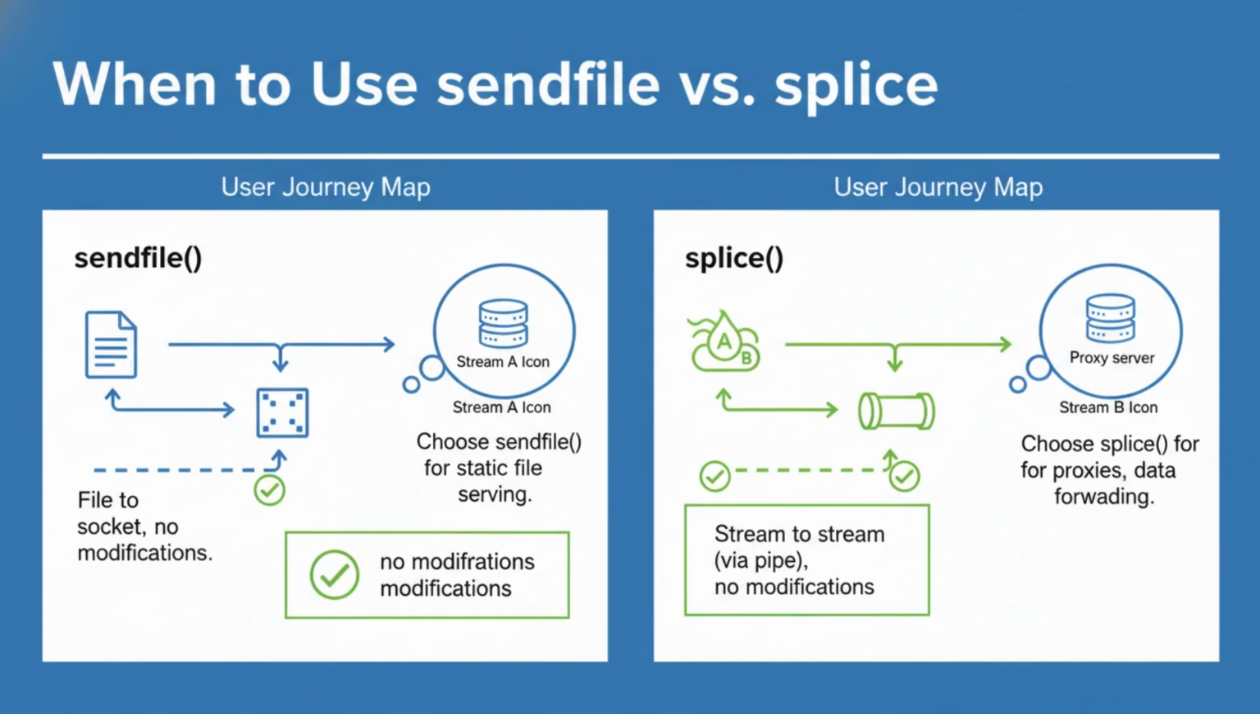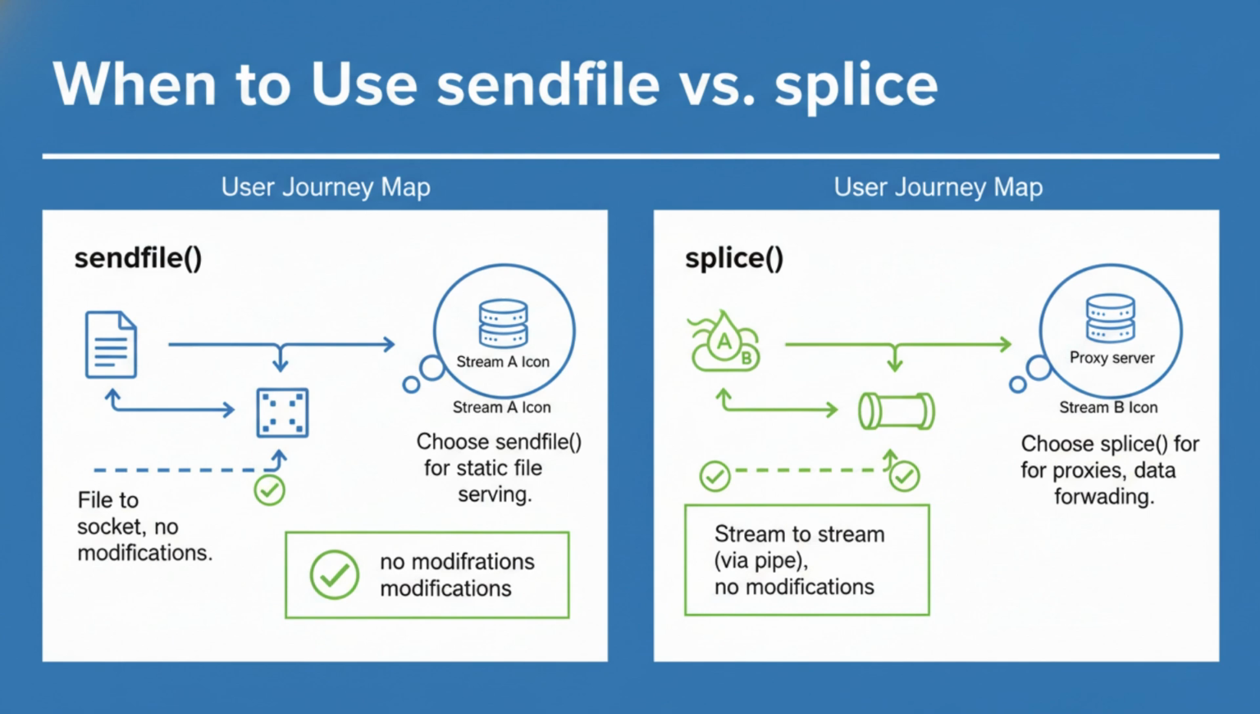Choosing between sendfile and Splice depends entirely on your specific use case and requirements. Sendfile is the go-to solution when you need to send the exact contents of a file directly to a network socket without any intermediate processing. It's simpler to implement for this specific scenario and is highly optimized for static file serving. Think web servers delivering HTML, CSS, JavaScript, or images.